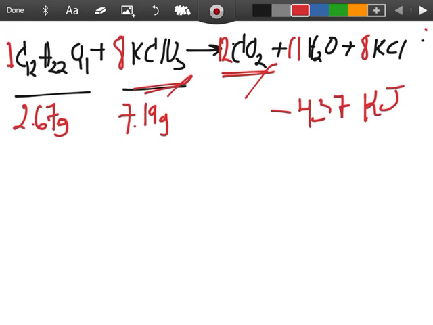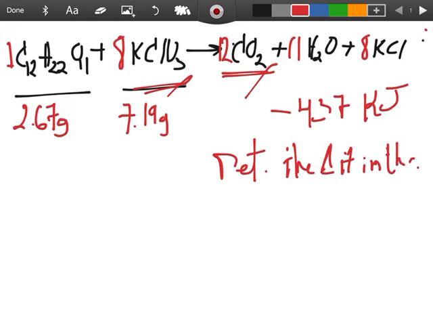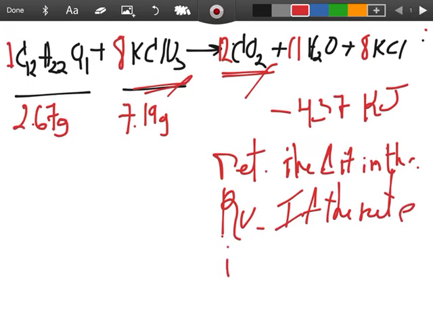And the question of the problem is: determine the change of enthalpy, or the heat of combustion, in the reaction if the ratio is 1:8. Okay, so what does this mean? What does it mean? That we need to find the change of H if the ratio is 1:8.